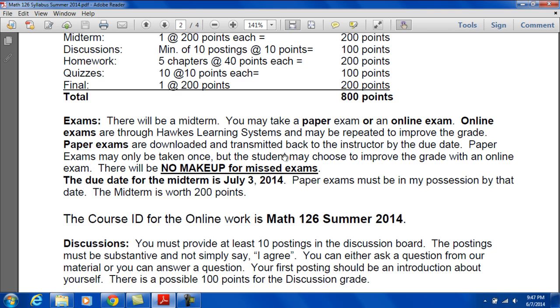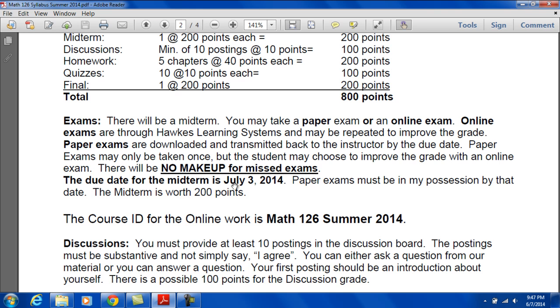You can also fax if you need to fax it. Paper exams may only be taken one time, but the student may choose to improve their grade with an online exam. So you can do paper, but you can also go try online. The paper exams get partial credit if it's been earned. They have that potential, where online exams do not.